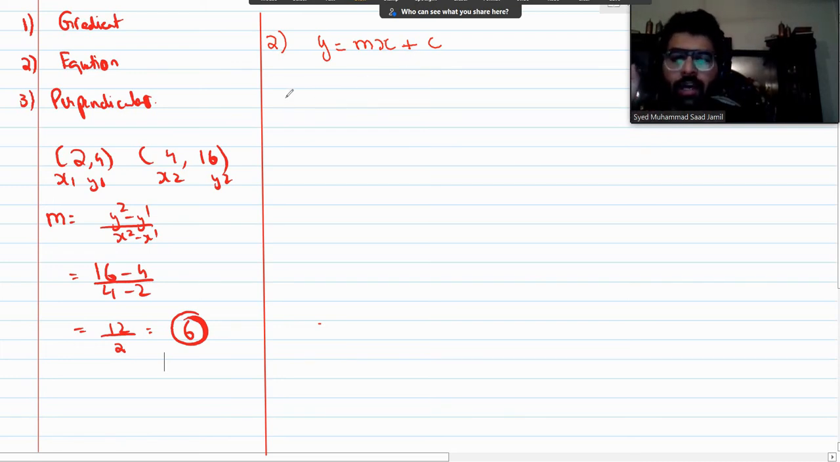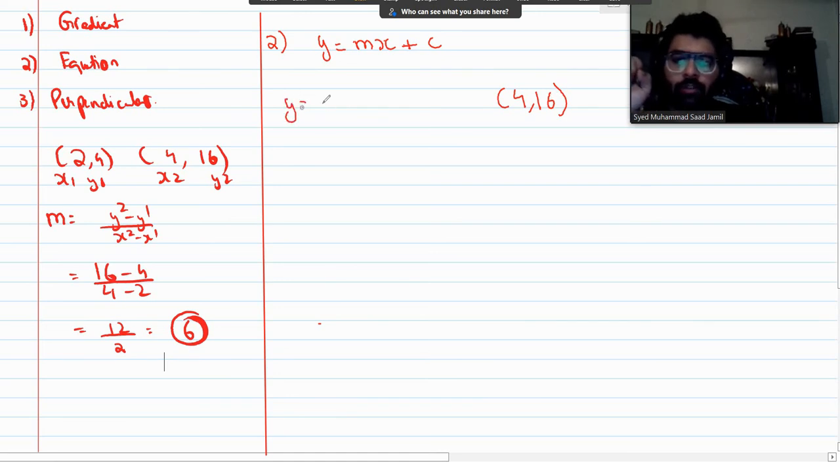Moving on, you already have the gradient, which is 6. Now, in order to make an equation, you can either use 2,4 or 4,16. Which points or coordinates do you want to use? 4,16. Alright, 4,16. No matter which point's coordinates you use, you will always get the same answer.